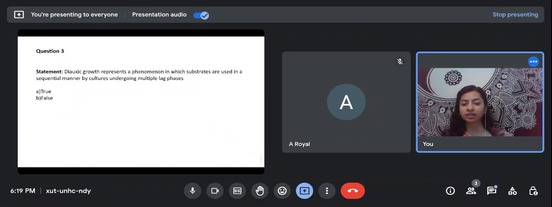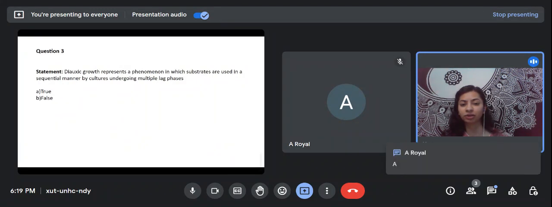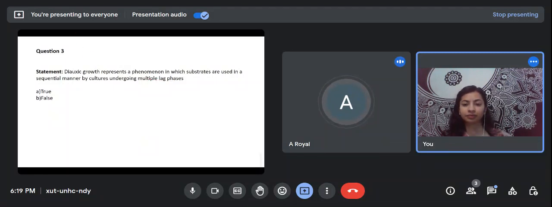So question number three is this. It's a statement, and you have to tell me whether it's true or false. Diauxic growth represents a phenomenon in which substrates are used in a sequential manner by cultures undergoing multiple lag phases. Is it true or false? It's true, right?